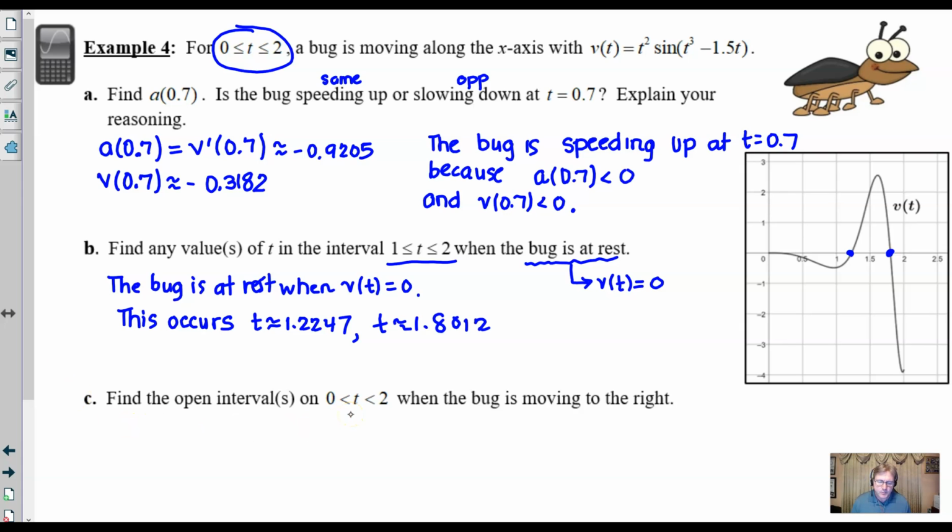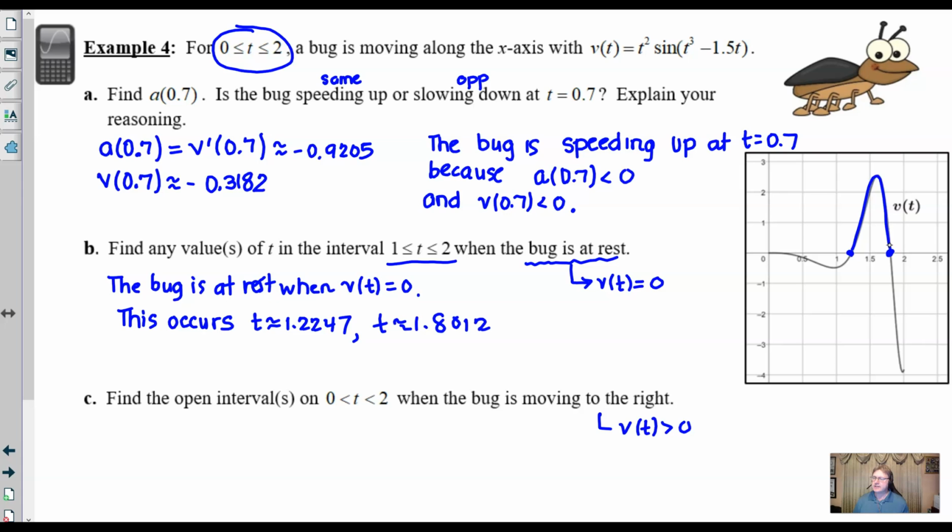find the open intervals on time 0 to 2 when the bug is moving to the right. Now, we talked about this in a previous problem. Moving to the right is the same thing as v of t being positive. Moving to the left is when v of t is negative. Stopped is when v of t is 0. So you just have to look at this graph and determine when this graph between 0 and 2 is above the x-axis, or the t-axis. And we can see that it would certainly lie on this particular stretch.